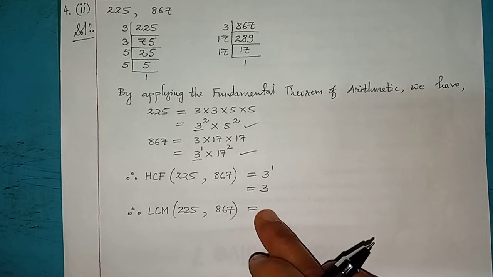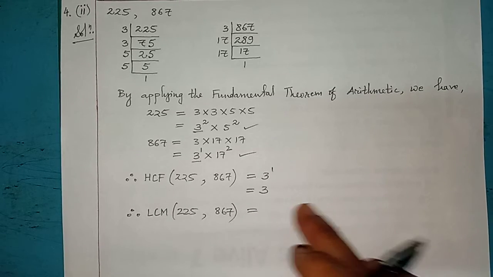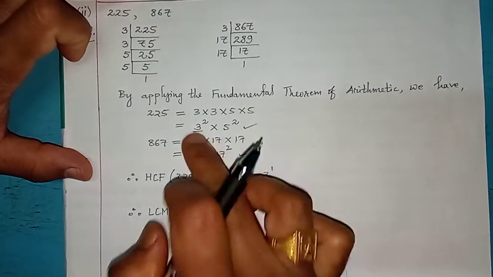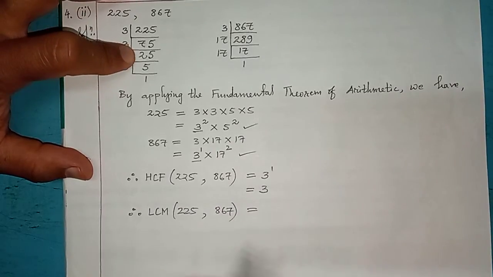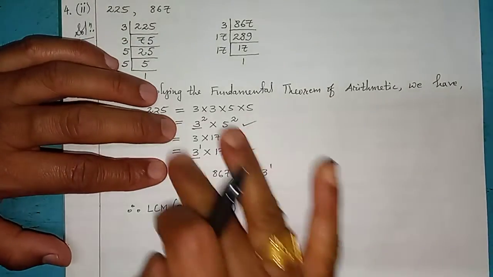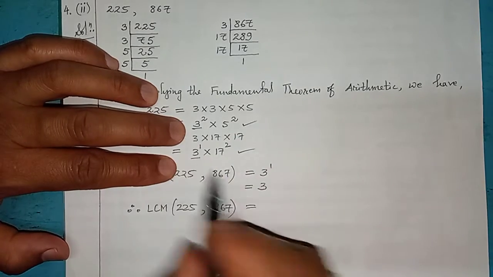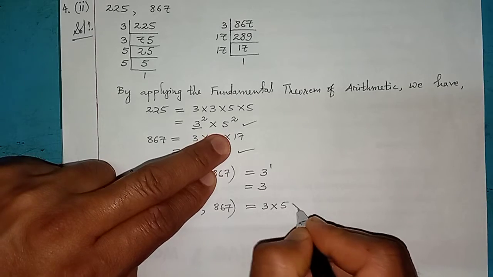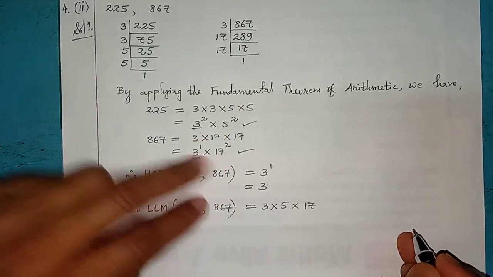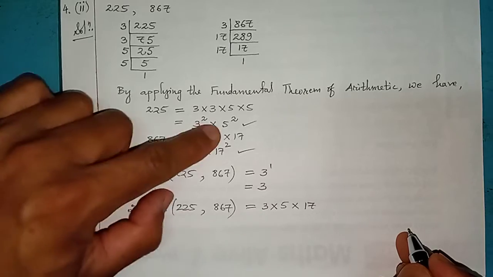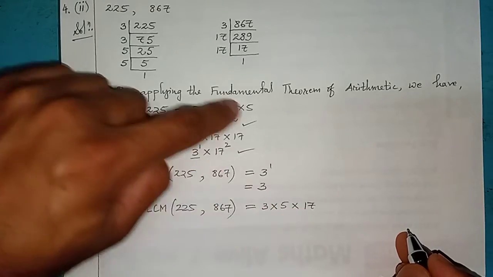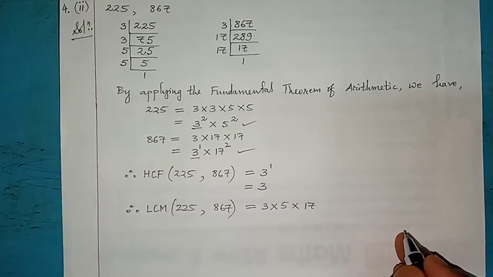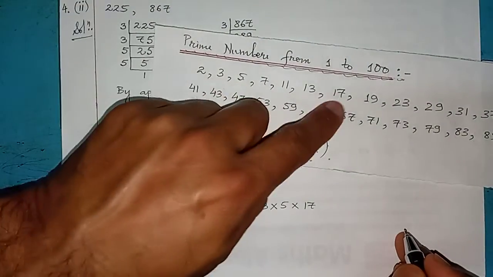LCM is defined as the product of all the prime factors, meaning all the prime factors which are present in these two given integers, also with highest power, and then multiply them. So see now, which are the prime numbers present here? You can see that the prime numbers are 3, in ascending order the smallest prime number first, then the next prime number is 5, and the next prime number is 17. So 3 is a prime factor, so write once. 5 is also a prime factor, 17 is also a prime factor. There's no other prime number in these two numbers. 3, 5 and 17, these are the prime numbers.